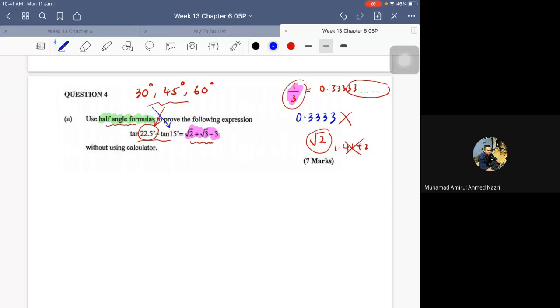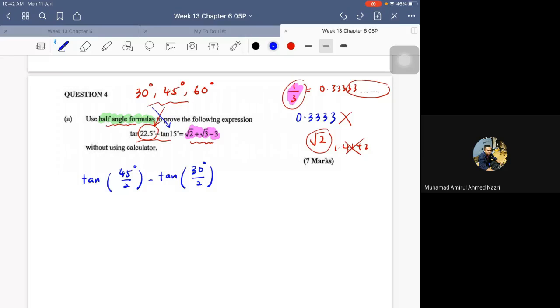So kita akan modify kita punya function supaya membolehkan kita untuk pakai half angle formula. So I'm going to rewrite this. So akan tulis dia dalam bentuk tangent. So this is going to be 45 degree divided by 2. So minus this is going to be tangent 15 degree, dia adalah bersamaan dengan 30 degree divided by 2. And that is going to be our expression. Kita nak tengok betul ke tak dia akan keluar jadi square root 2 tambah square root 3 tolak 3.